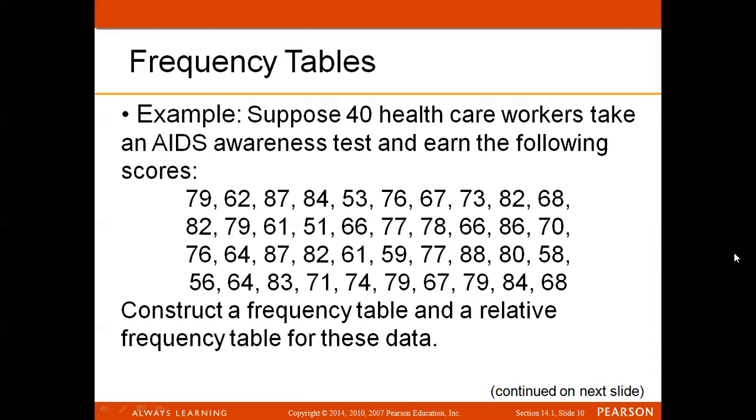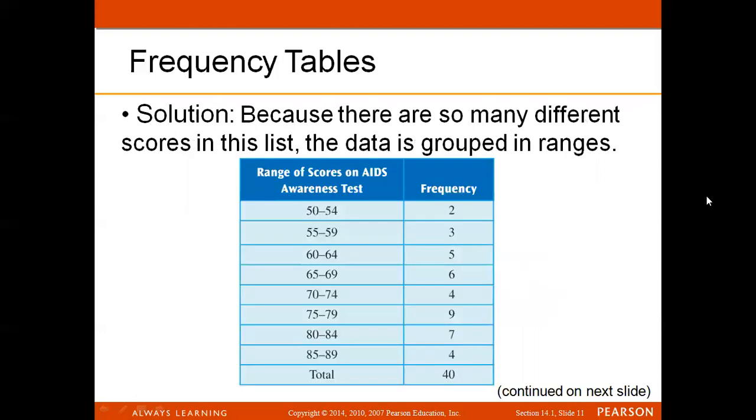Another example. Suppose 40 healthcare workers take an AIDS awareness test and earn the following scores. So we have 4 rows of 10 different scores, giving us 40 scores for 40 healthcare workers. Construct a frequency table and a relative frequency table for these data.